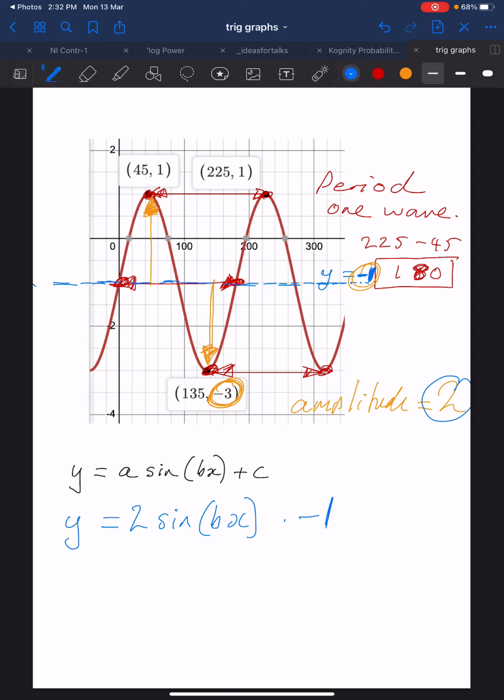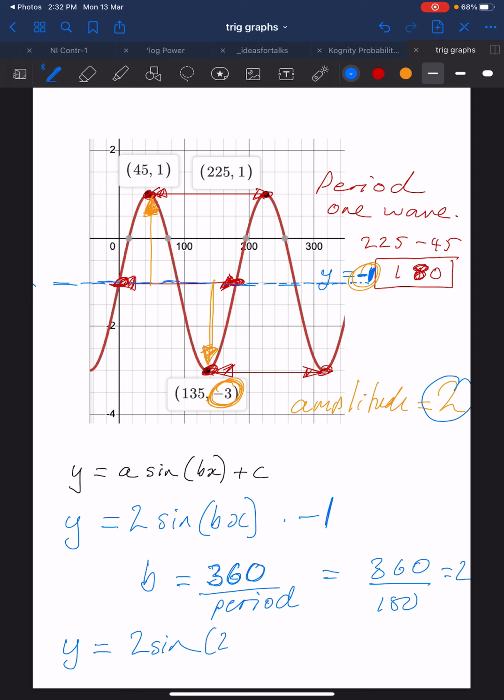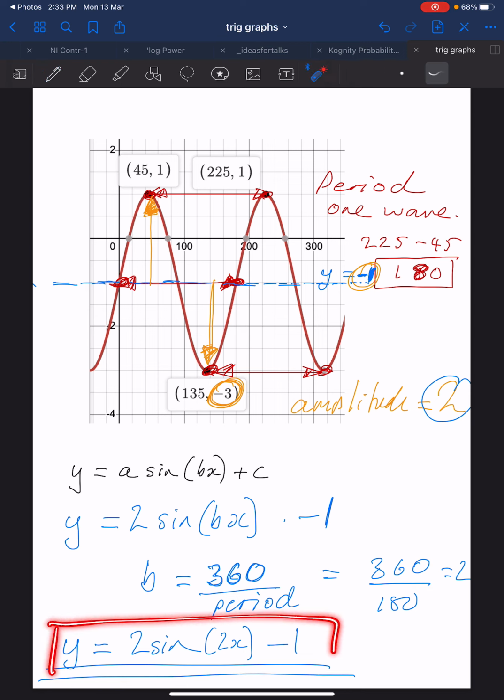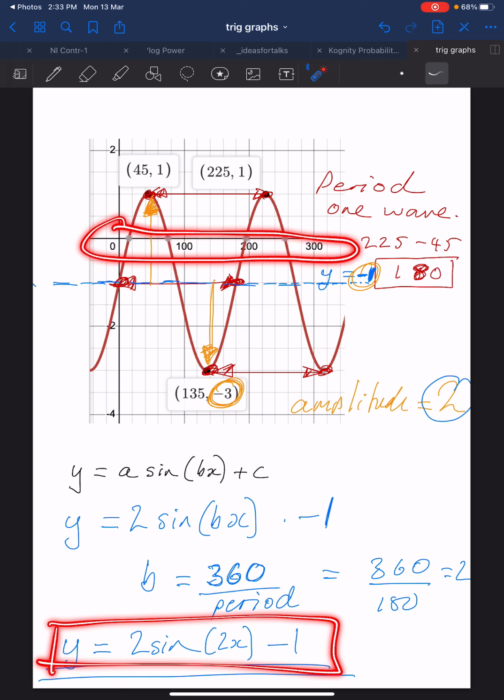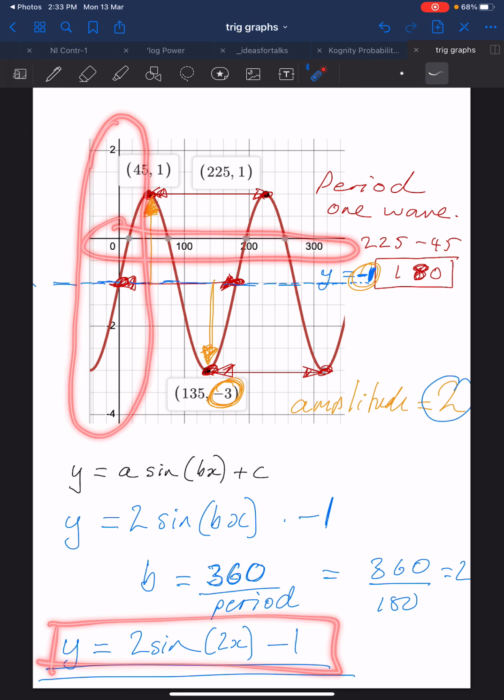Now to find the B. Well, the B is closely linked to 360. The B value is always 360, which is the actual period of sine x, and we divide this by the period of our graph. So our B value is 360 divided by 180, which equals 2. And our equation is y equals 2 sine 2x minus 1. And if you type that into Desmos, and think about making the scale on the x and y axis look like this, then you'll get the identical graph.